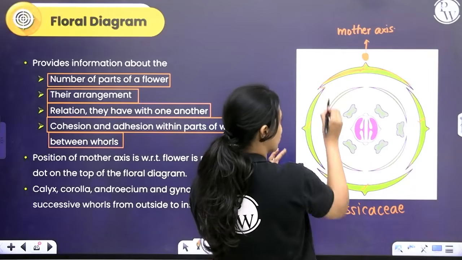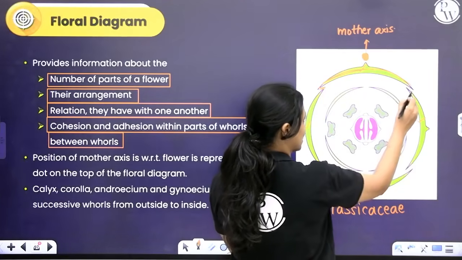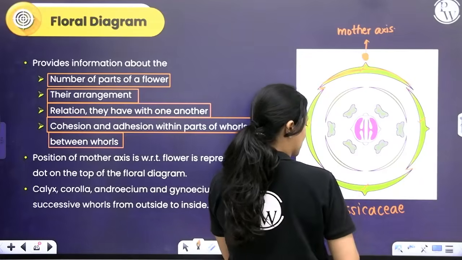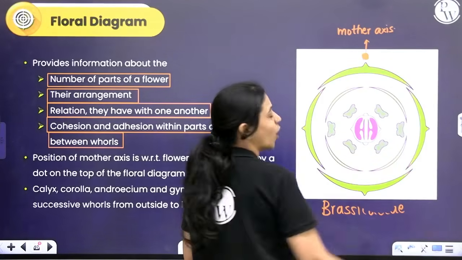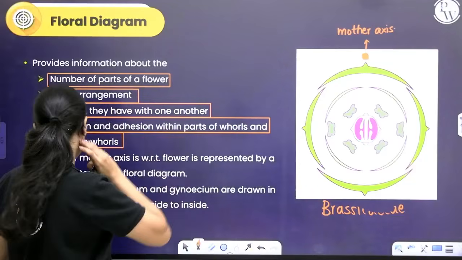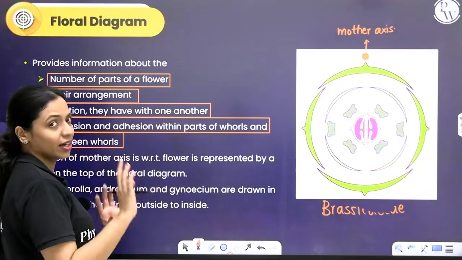Since there is no fusion here, if at all there is any fusion, these lines would be joined here. These margins would be joined. But they are not showing any fusion here, which means it is polysepalous. There is no fusion. So you will write 2 plus 2 and it's not enclosed within brackets.